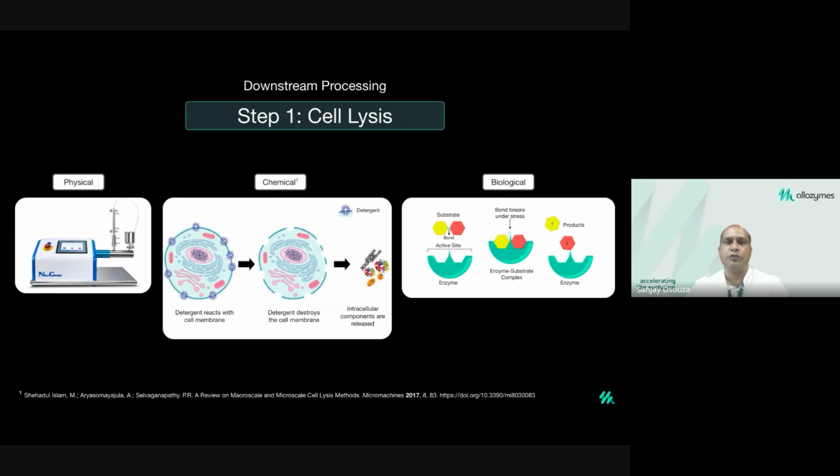For cell lysis, we have three methods, mainly categorized as physical, chemical, and biological. In the physical method, we use homogenizers, sonicators, and manual cell grinding is also used. Among these, homogenizers are considered more reliable and are scalable. In the chemical method, surfactants, alkali, acids, and solvents are tested. In the biological approach, we use enzymes which can lyse the cells.